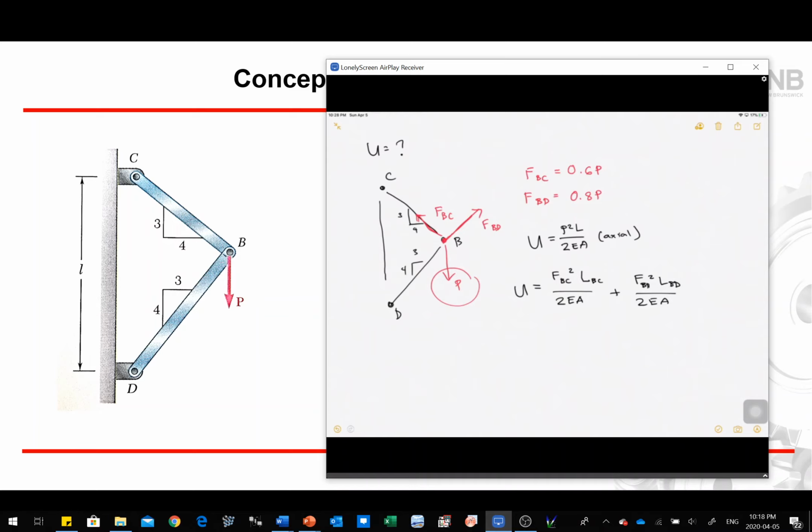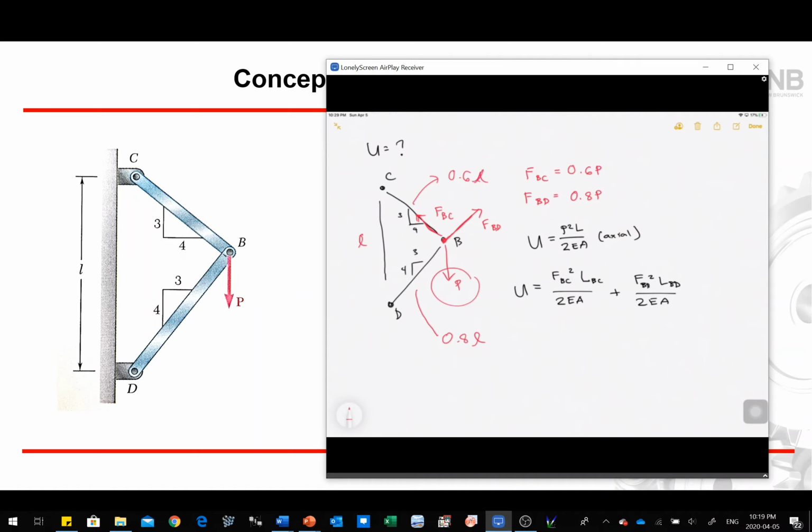Now you have this equation right here. So what's going to be the length of your BC and LBD? Note that this is L right here. So what you will get for DB, or BD, is 0.8 L. Oops, that should be L, it's eraser. And here you will get for BC, that would be 0.6 L.